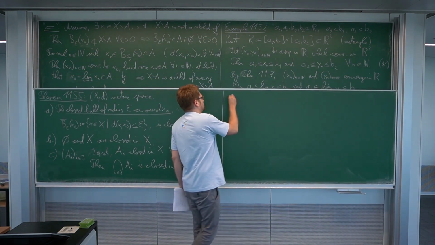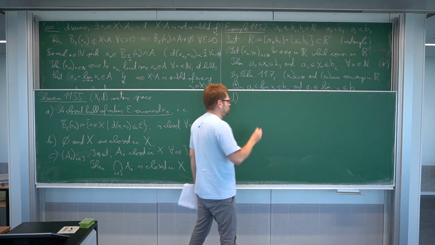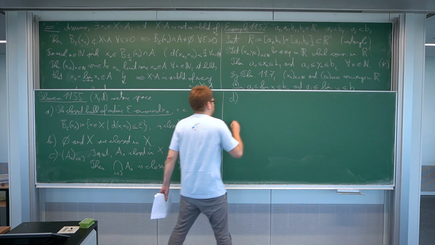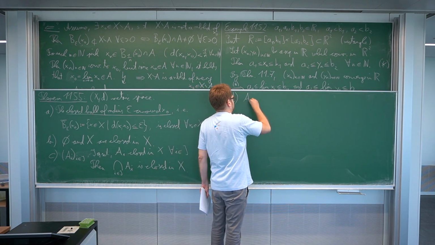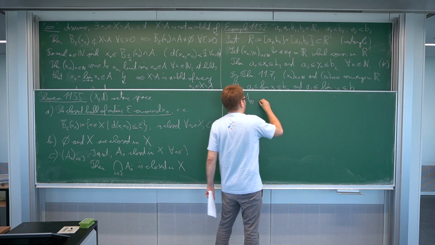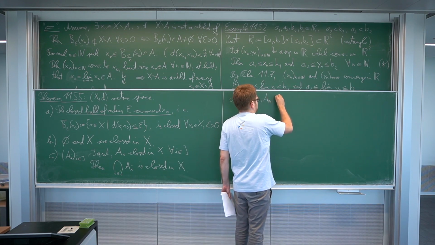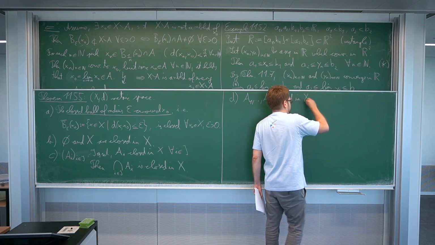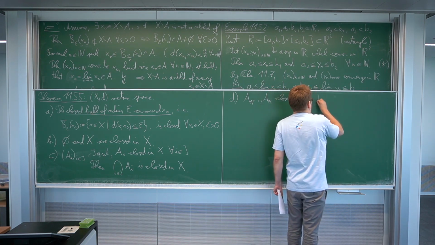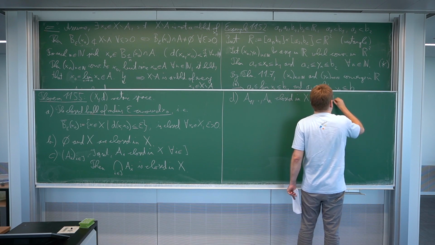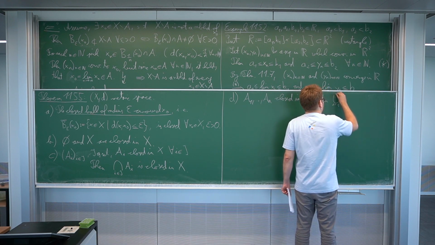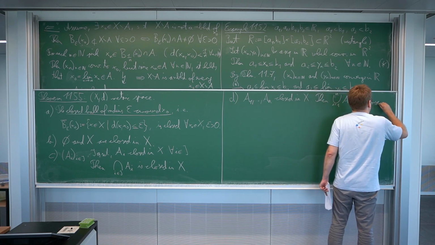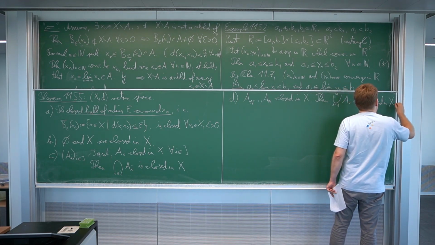And finally, before we had the intersection of finitely many open sets is open, but not infinitely many in general. Here, finite unions are closed. So A1 to AN should be some finitely many closed subsets of X. Then their union, i from 1 to N of Ai, is again closed in X.